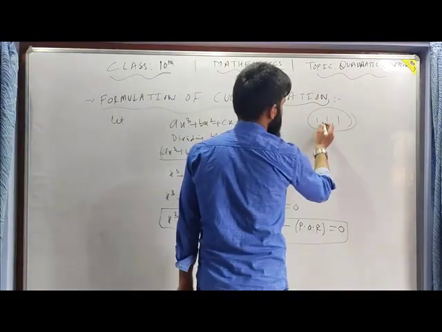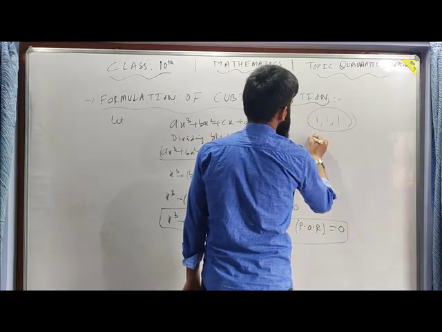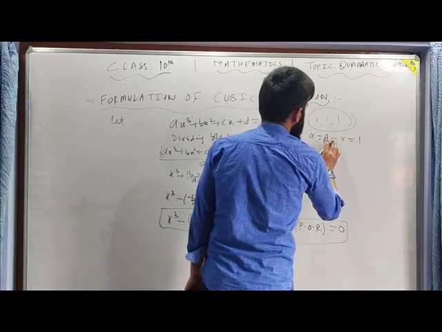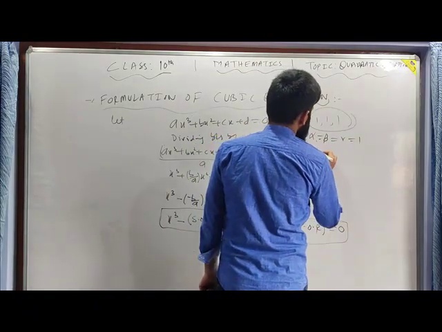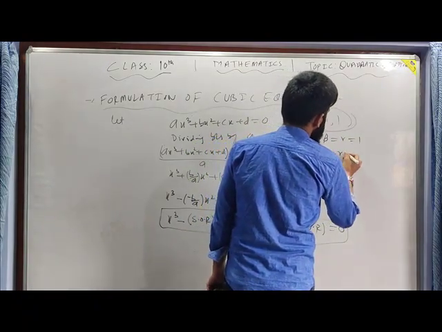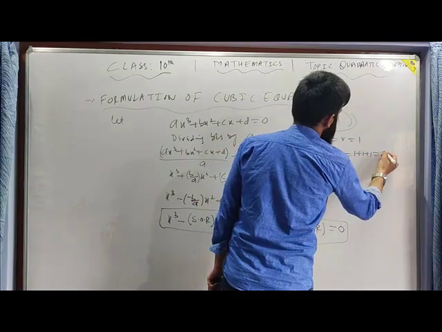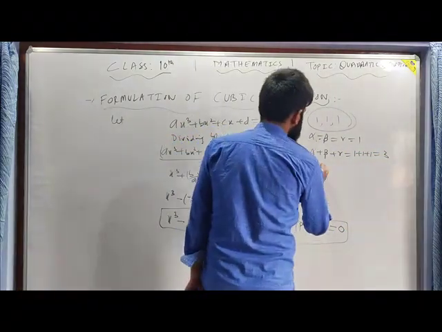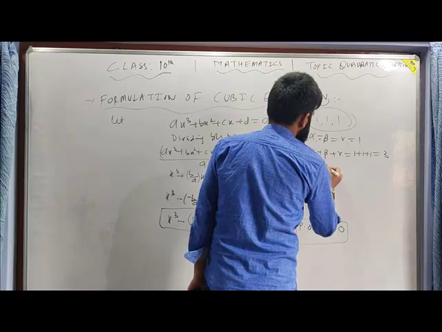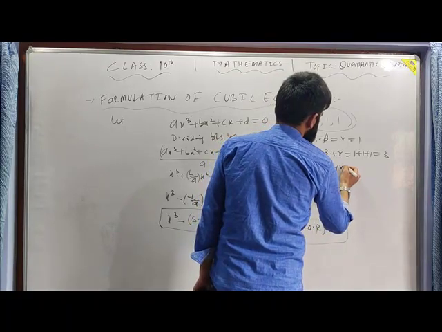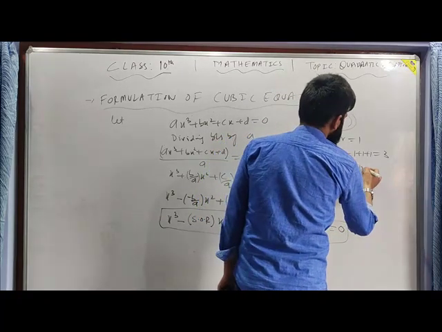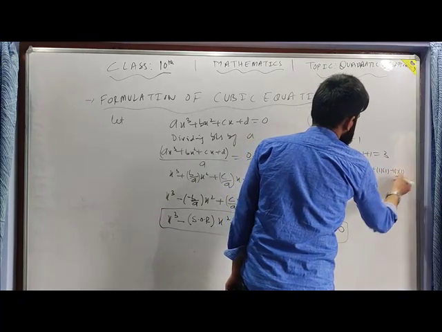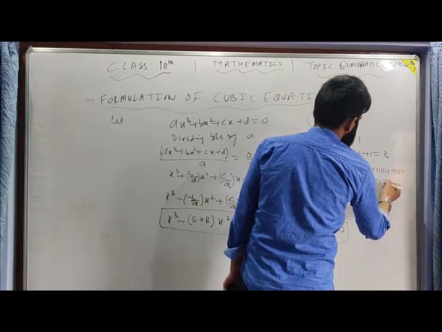So we will say that alpha is equal to beta is equal to gamma, all are equal to 1. Now we'll take the sum alpha plus beta plus gamma, which is 1 plus 1 plus 1, equal to 3. Then we have the sum of product of roots, alpha beta plus beta gamma plus gamma alpha, which is 1 times 1 plus 1 times 1 plus 1 times 1, equal to 1 plus 1 plus 1, which is equal to 3.